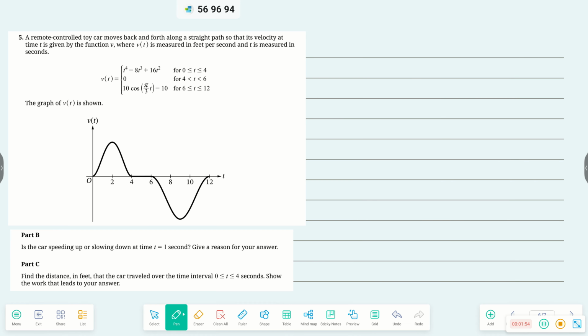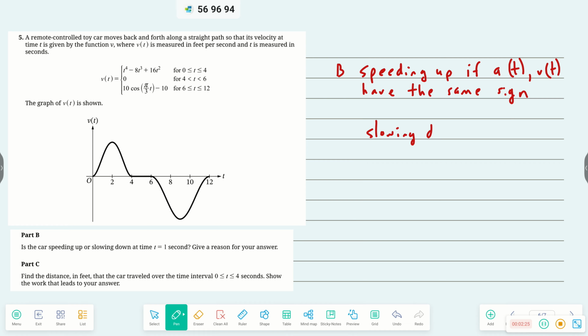What's next? For part B, is the car speeding up or slowing down? This goes back to your straight up knowledge. I'm just going to write this out. Speeding up if A and V have the same sign. You just have to know that. How do you know that? Well, you just got to study. Really know your triggers for this. You're slowing down otherwise, if A of t and V of t are opposite signs.